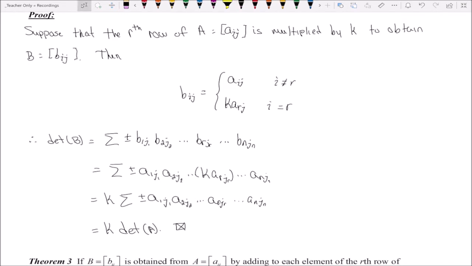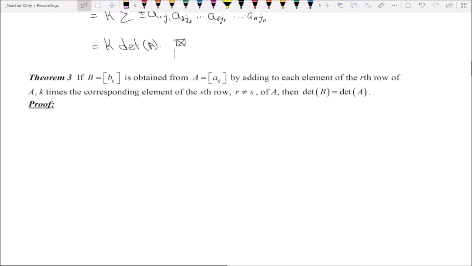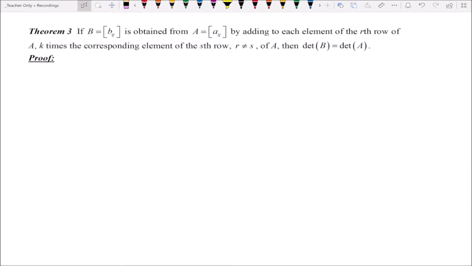The third property we need for our new method: if B is obtained from A by adding to each element of the rth row of A, K times the corresponding element of the sth row, where R is not equal to S, then the determinant of B is equal to the determinant of A. In other words, if the matrix B is obtained from a matrix A by multiplying a row by a constant and adding to another row, then the determinant does not change.